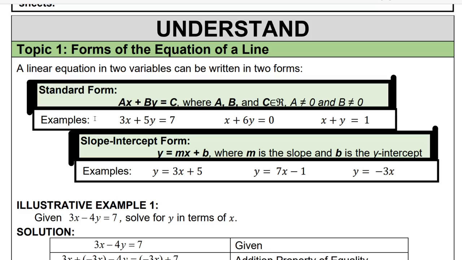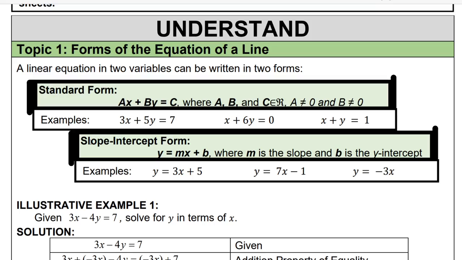Okay, here are examples of standard form of linear equations. So we have here 3x plus 5y equals 7. This is an example of general or standard form of linear equation. Another example is x plus 6y equals 0. That's another example of standard form of linear equation. Another, we have x plus y equals 1. This is also an example of linear equation in standard form.